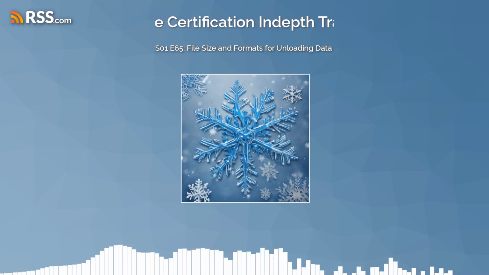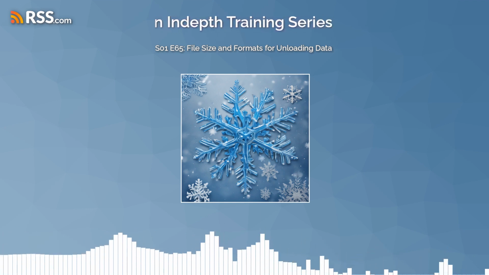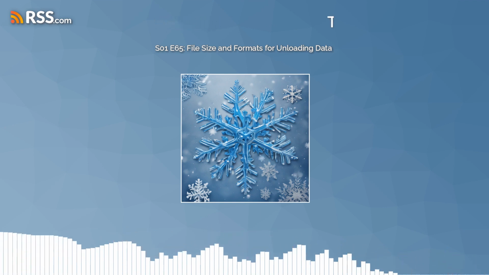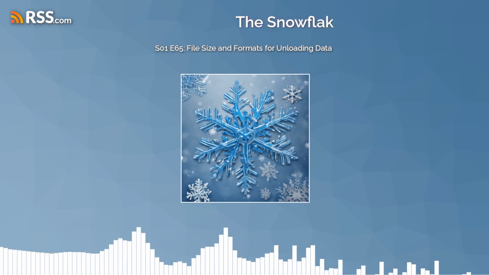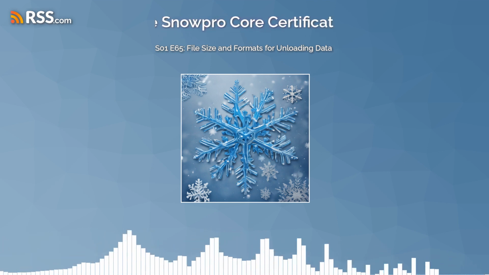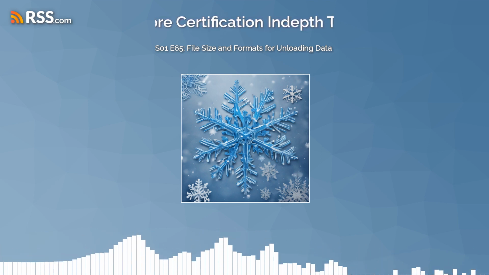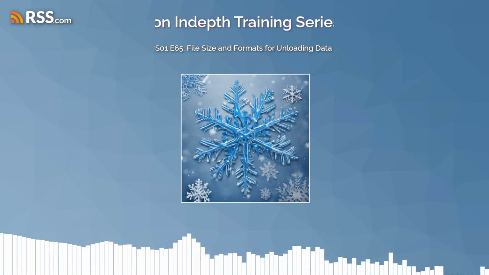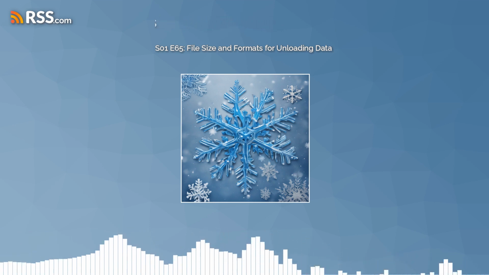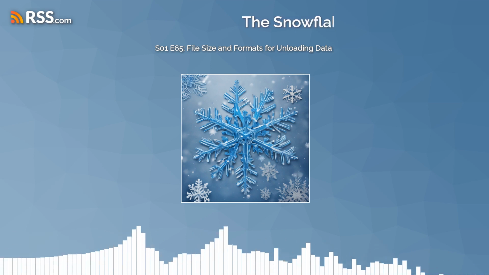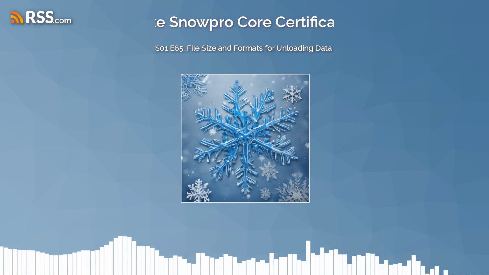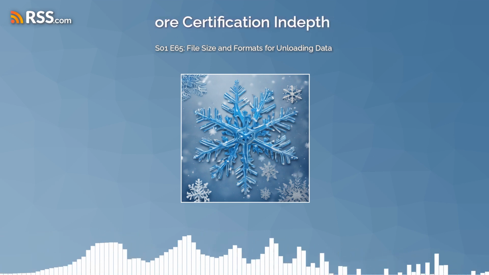Next, let's talk about the supported file formats for unloading data in Snowflake. Snowflake offers a wide range of file formats to cater to different needs and preferences. These include CSV, commonly used for text data, offering simplicity and wide compatibility. JSON, ideal for nested data structures or when working with semi-structured data. Parquet, a columnar storage file format optimized for performance, especially useful for analytics and machine learning projects.